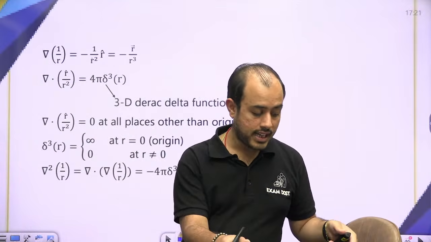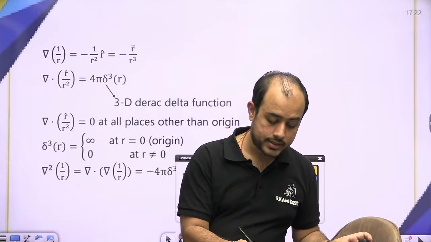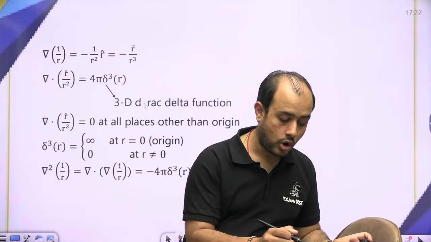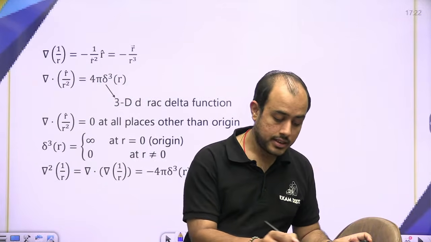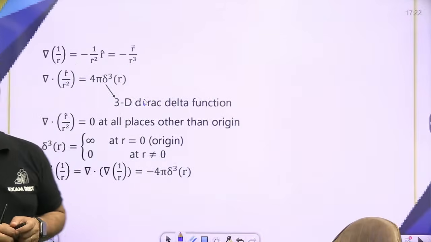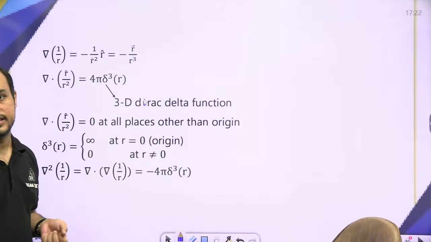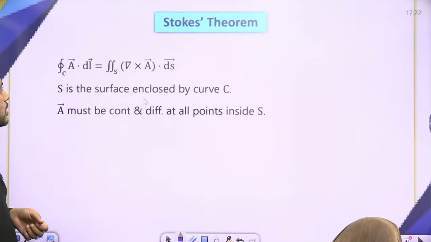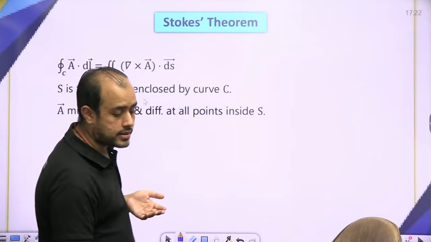So this divergence of r cap by r square is 0 at all points except origin. ये डाइवर्जेंस 0 ही आती है सिवाय ओरिजिन के. तो एट ओरिजिन इट इज इनफाइनाइट, एट ऑल अदर प्लेसेस इट इज 0. ठीक है. Now next is the Stokes theorem.